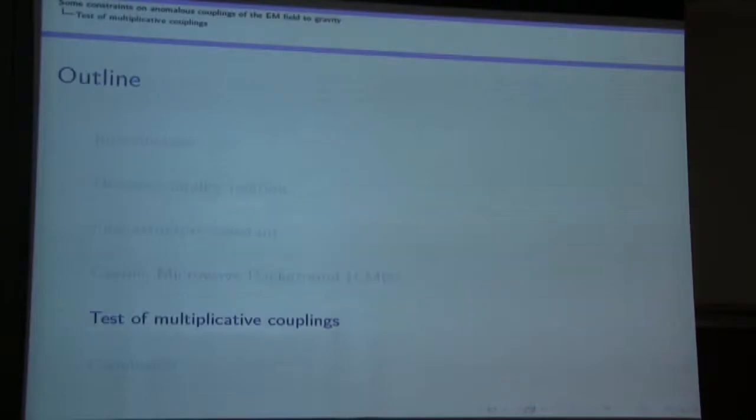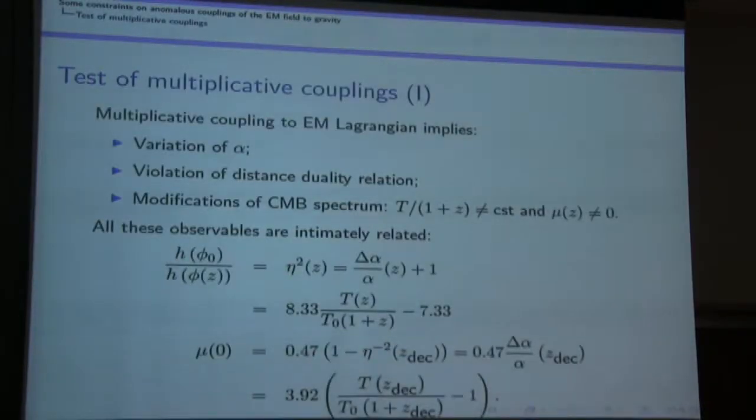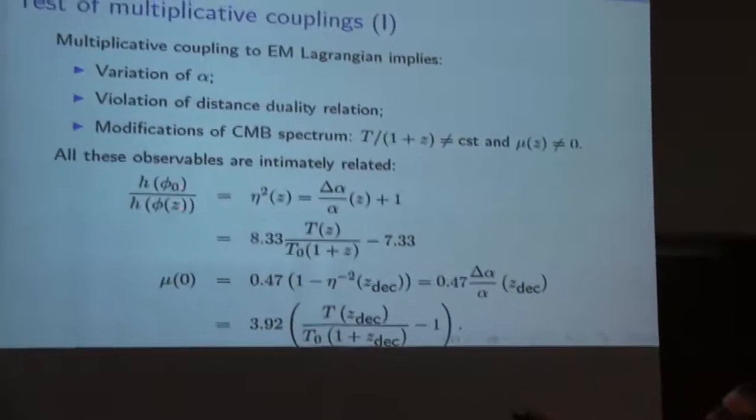All right. But we can do something different. Because all these things, variation of alpha, violation of distance duality, modifications of the CMB spectrum, are all linked to each other, effectively we can perform consistency checks. So typically here, for example, I've rewritten the ratio of the coupling at redshift 0 and at redshift z in terms of eta, quite simple. In terms of delta alpha, quite simple. In terms of T and mu, not so, in terms of T here, for example, also quite simple.